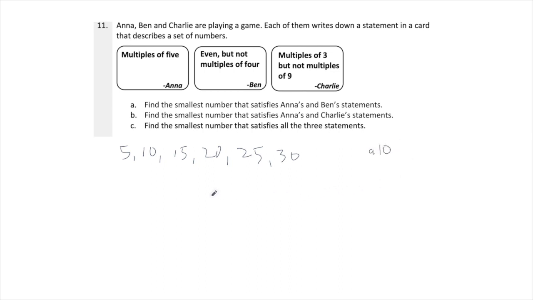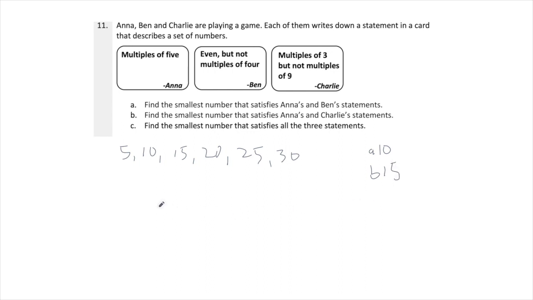For part B, we can use a similar approach because we're trying to find the smallest number that is a multiple of 5 and 3, but not a multiple of 9. So we can start from the beginning and start testing the numbers. So 5 is not divisible by 3, so it does not work. 10 is also not divisible by 3. 15 is divisible by 3, and it is not a multiple of 9, so 15 works. So in this case, the answer to B would be 15.